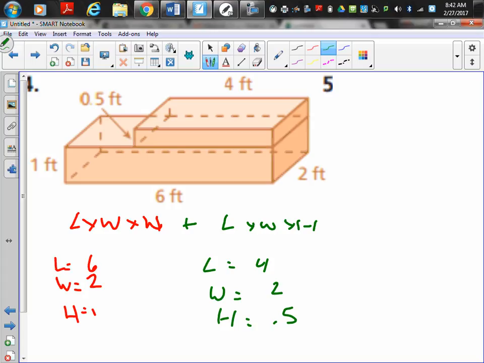Alright, so 6 times 2 is 12. 12 times 1 is 12. Alright, 4 times 2, 8. Half of 8 is 4. So what's the volume of my entire figure? So volume is 16, what? 16 feet cubed. So when you're finding the volume of composite shapes, you find the volume of each individual shape and then add them together.